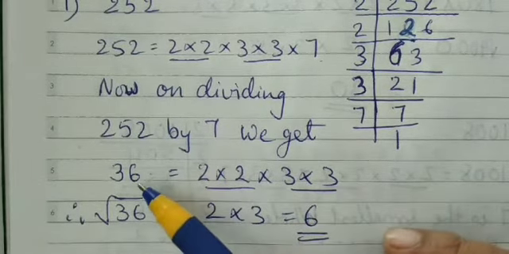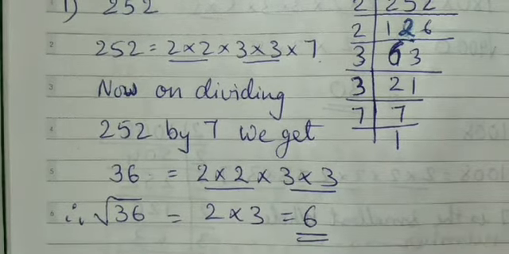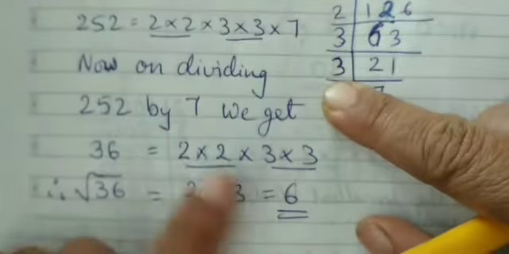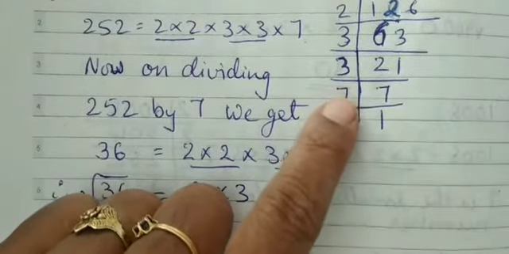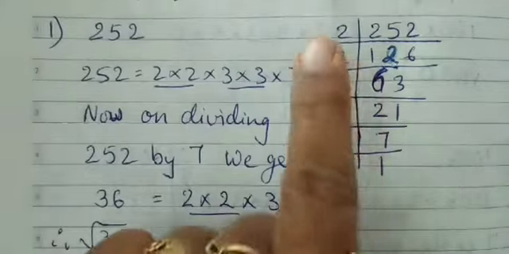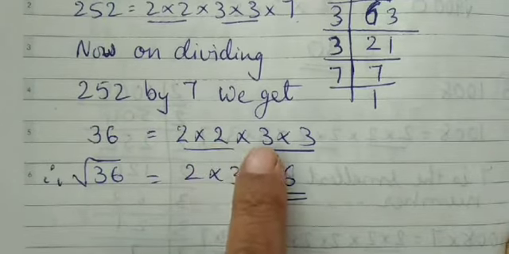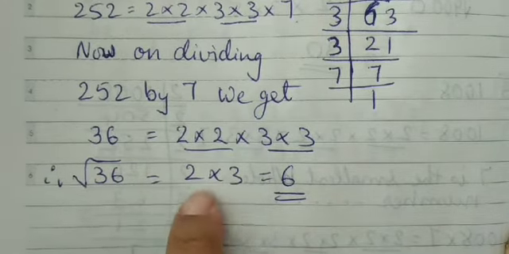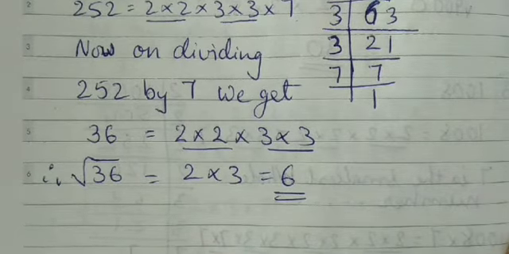What did we get by dividing 252 by 7? We get 36. Just remove this 7, and write whatever factors are left. You don't have to factorize afresh. Only thing is that the factor which is left alone has to be eliminated, has to be removed. Then write the remaining factors. So 36 is 2 2s and 3 3s, 4 9s 36. Therefore the square root of 36 is 2 3s, 6. So this is what you have to do in this question.